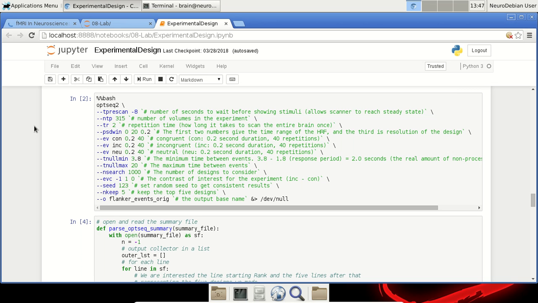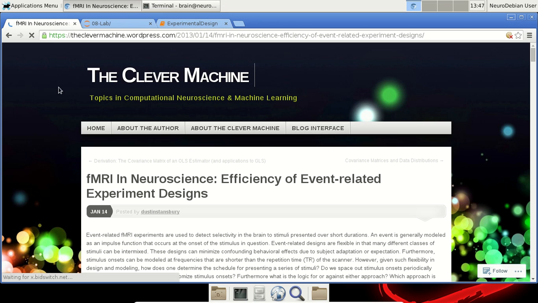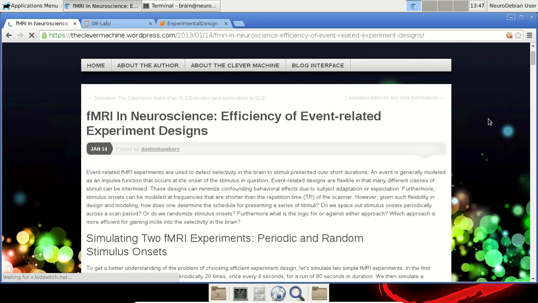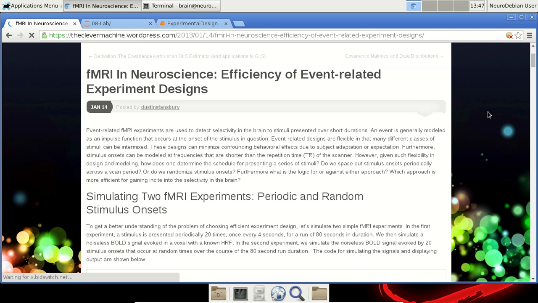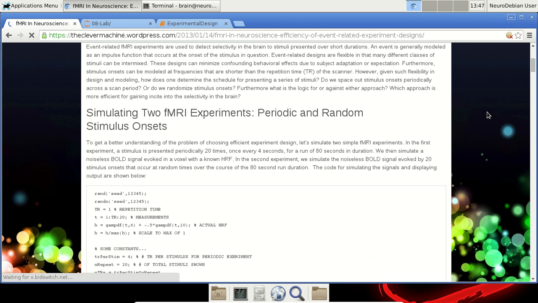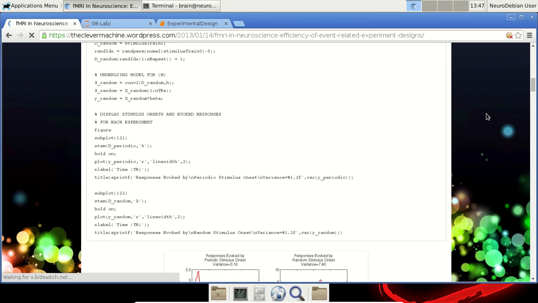And I said that I was going to give a little bit more of an exposition on what efficiency is, and I found a really good resource to read about efficiency at the Clever Machine WordPress blog. He has written a lot of great resources to understand fMRI analysis and fMRI data processing. So he has thankfully written a post on fMRI experiments, and especially event-related designs. And what we can see from this blog post is, I'm just going to essentially parrot what he said.